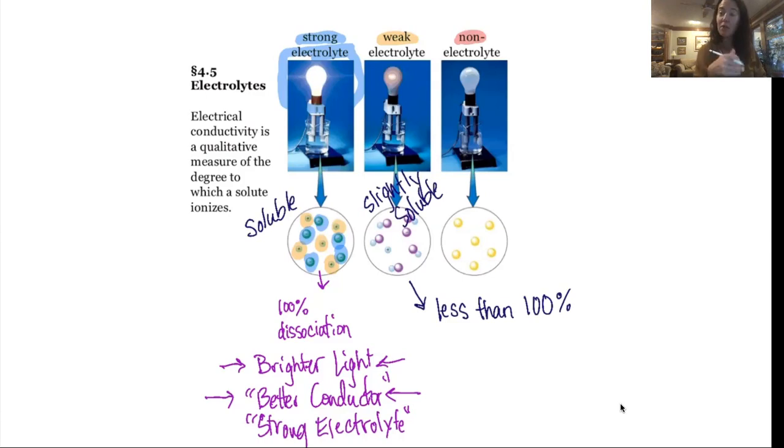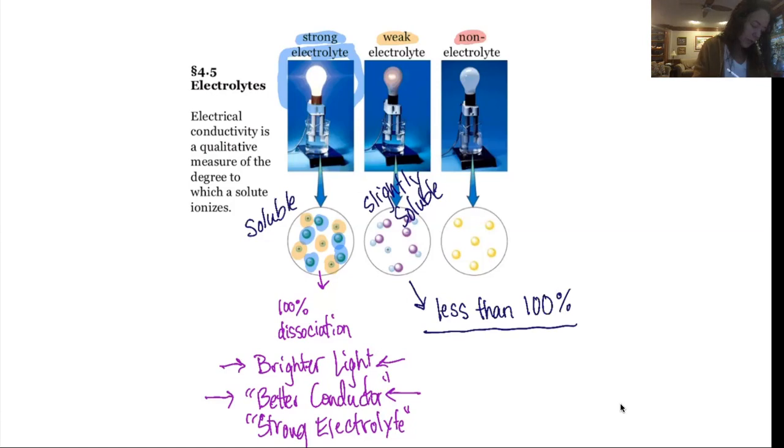There's a lot of math you can do with this. We will not do that right now. Slightly soluble, that means less than 100%. Different compounds are soluble to different extents when they're slightly soluble. Some are more slightly soluble, some are less slightly soluble. There are numbers that we will learn to associate with that and to analyze that.